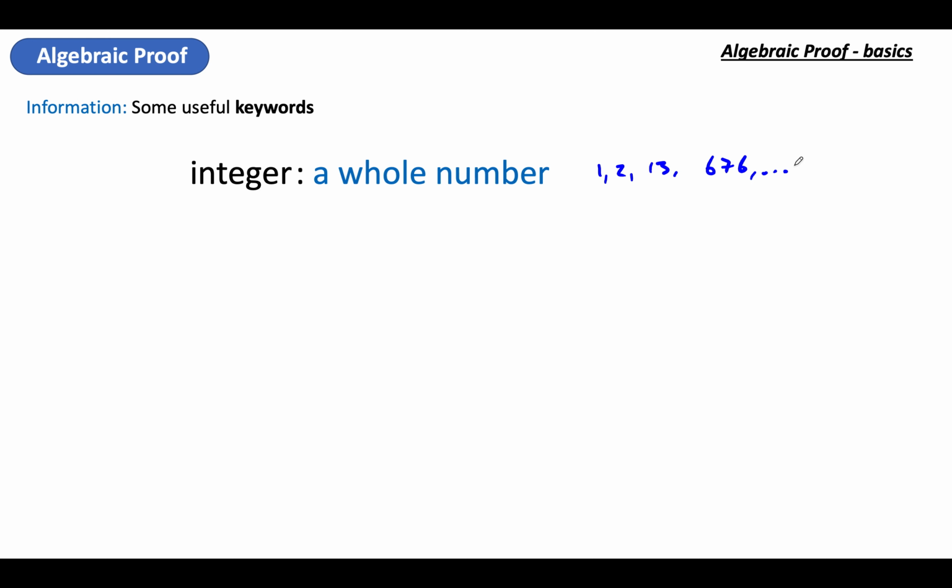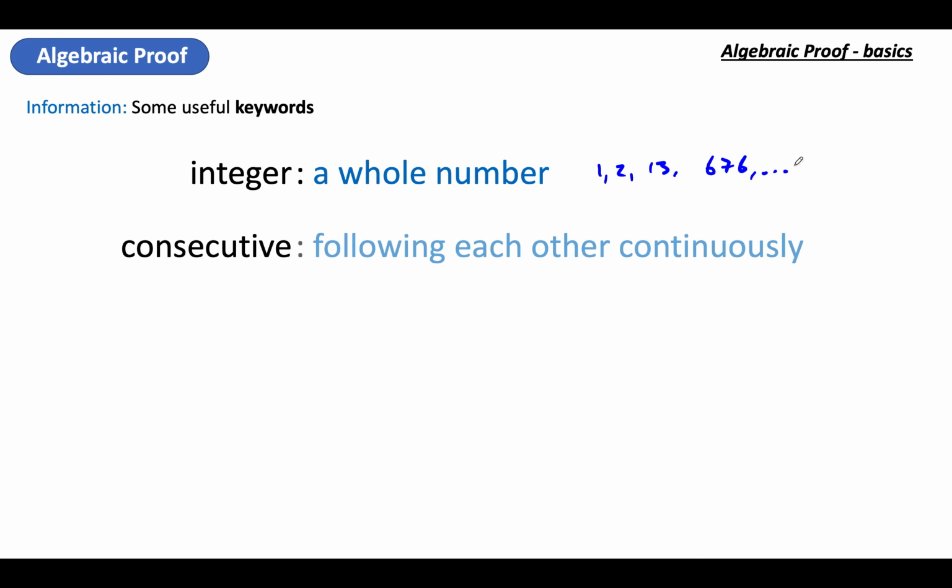Right, first of all, some useful keywords. We're going to need some keywords. Check what we know what these are, because these come up a lot in questions. So integer, hopefully you've already met the word integer, and it just means a whole number. So that could be 1, 2, it could be 13, it could be 676, whatever that is, etc. It's just going to be any whole number.